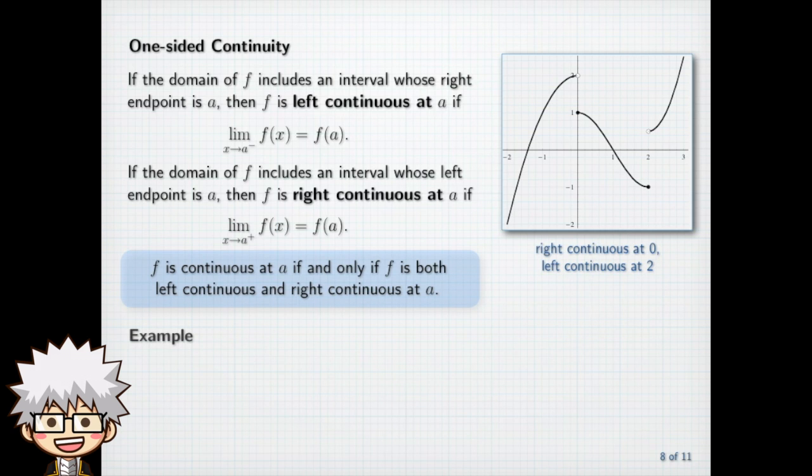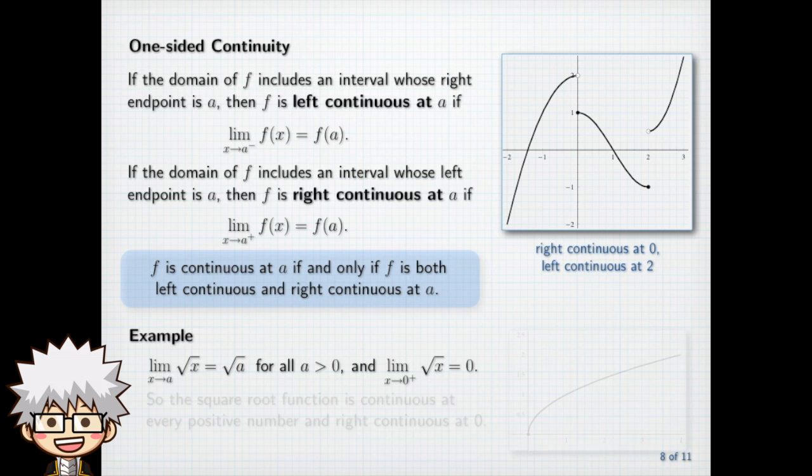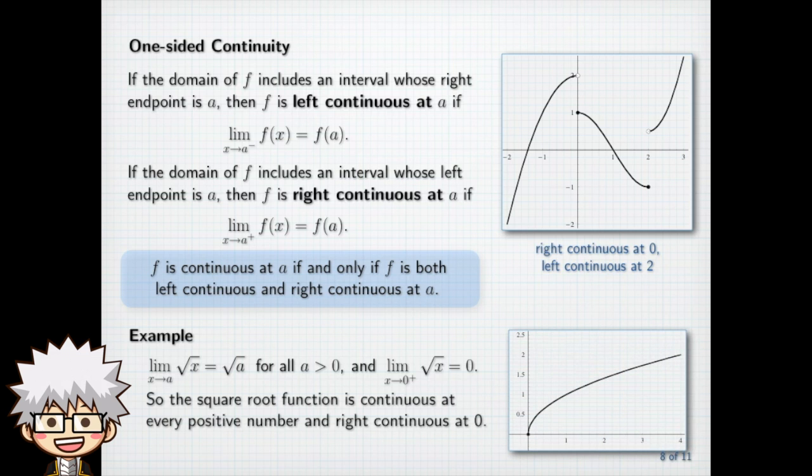Example. We know that the limit as x approaches a of the square root of x is equal to the square root of a for all positive a, and that the limit as x approaches 0 from the right of the square root of x is equal to 0. So the square root function is continuous at every positive number and it's right continuous at 0.